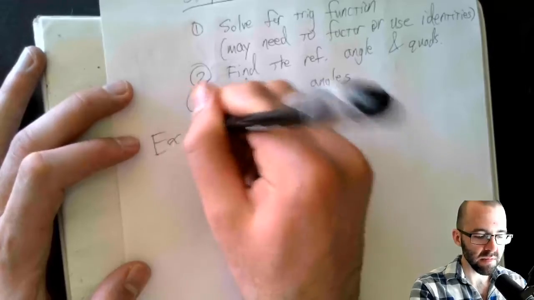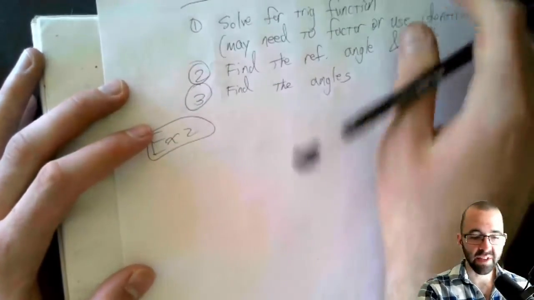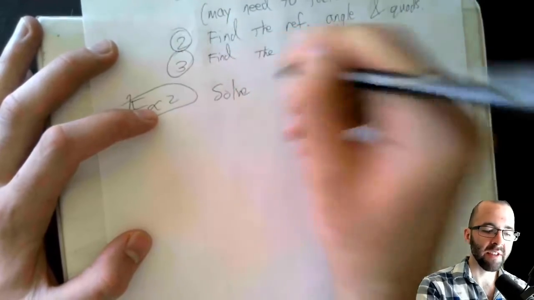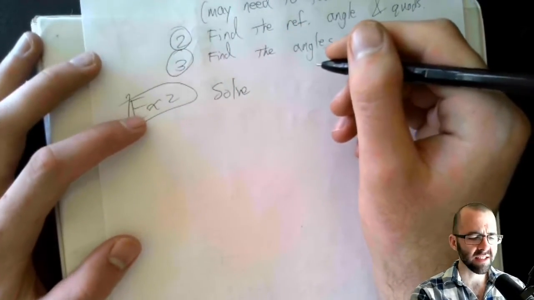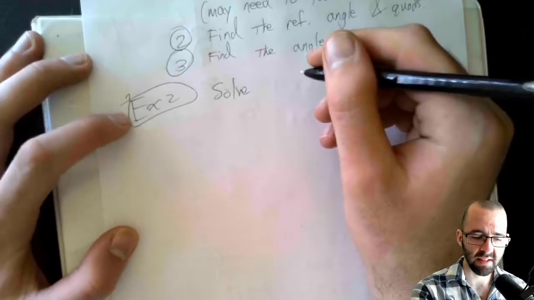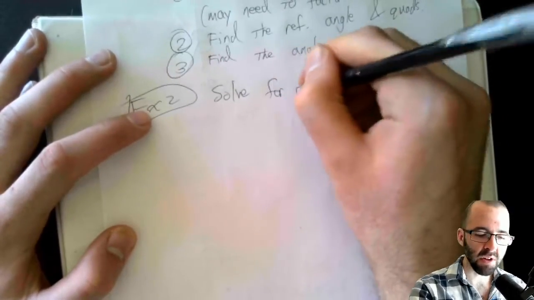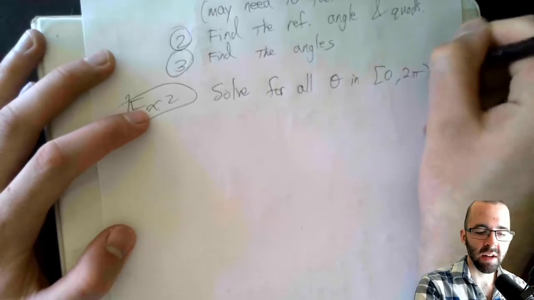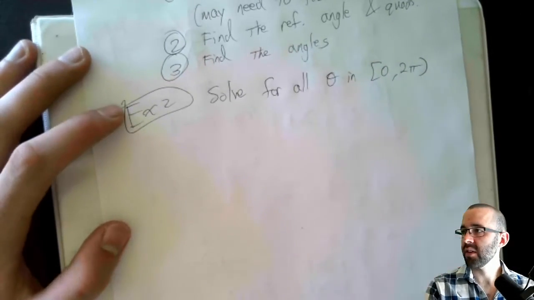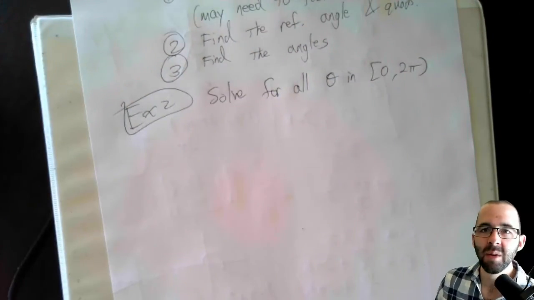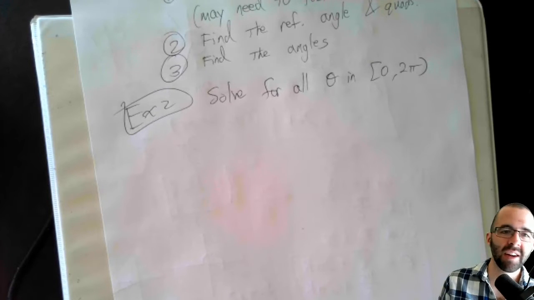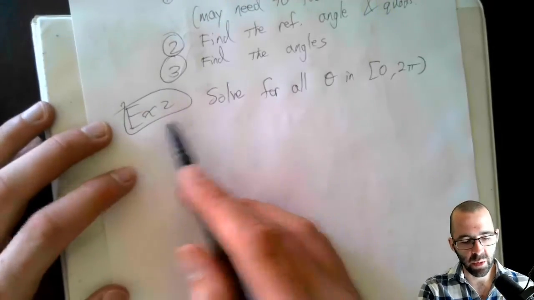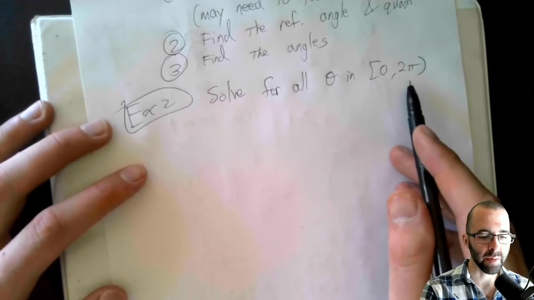Example 2. If you got example 1 down, I think this will be fine. Example 2 is also going to be a little different. And this is most of what I think the homework asks, almost exclusively this. So solve for all theta in the interval 0 to 2 pi. Now that we got the plus 2 pi k out of the way, yes, I know that you can add plus 2 pi k to all of your answers. We're just now only going to worry about 0 to 2 pi.